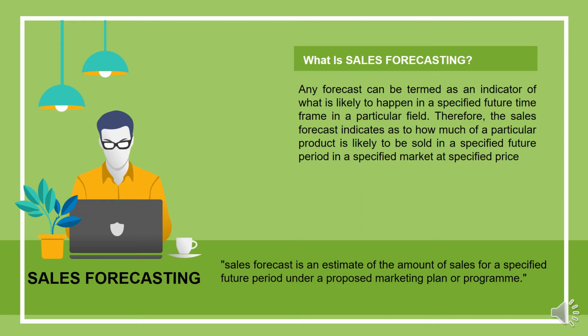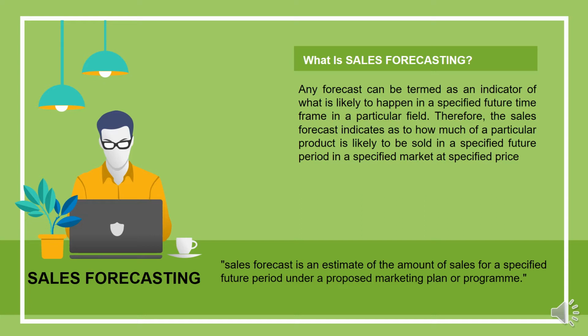Now, sales forecasting means any forecast can be formed as an indicator of what is likely to happen in the specified future time frame in a particular field. Therefore, the sales forecast indicates how much of a particular product is likely to be sold in a specified future period, in a specified market at specified price. Okay.